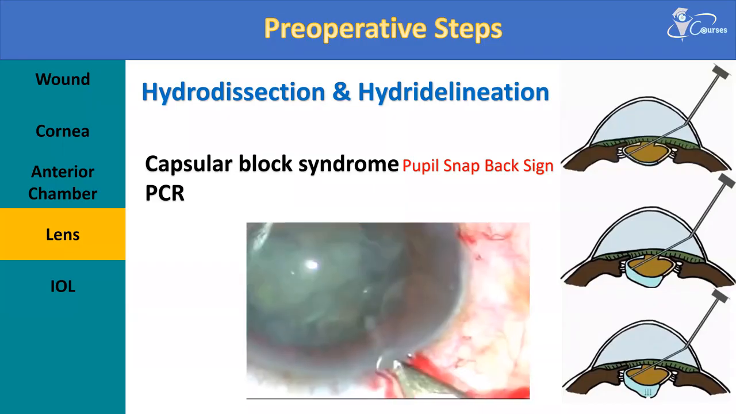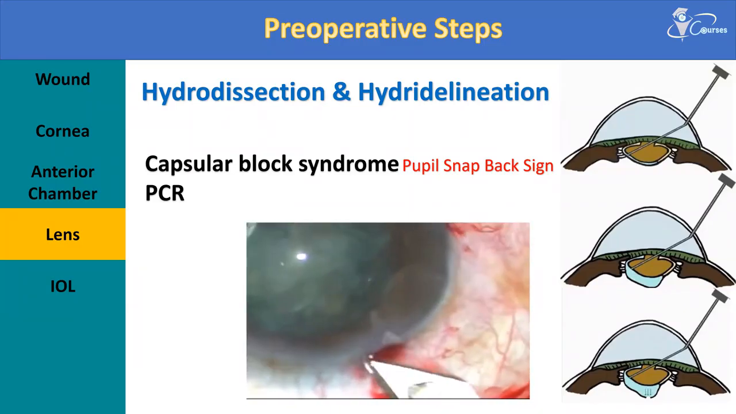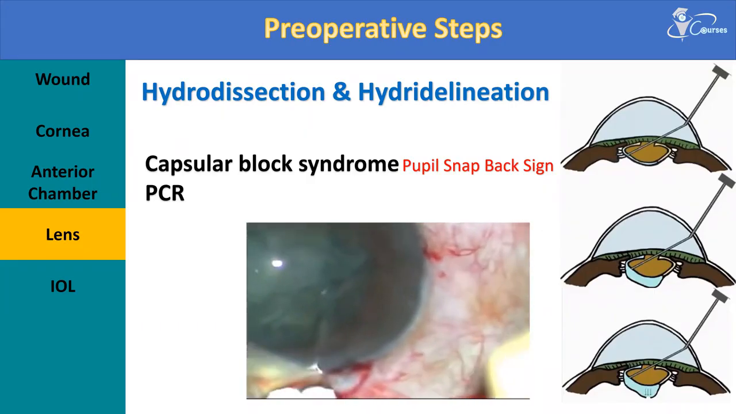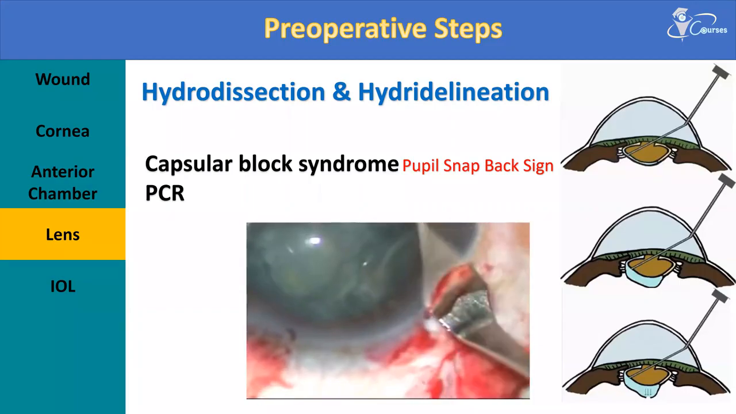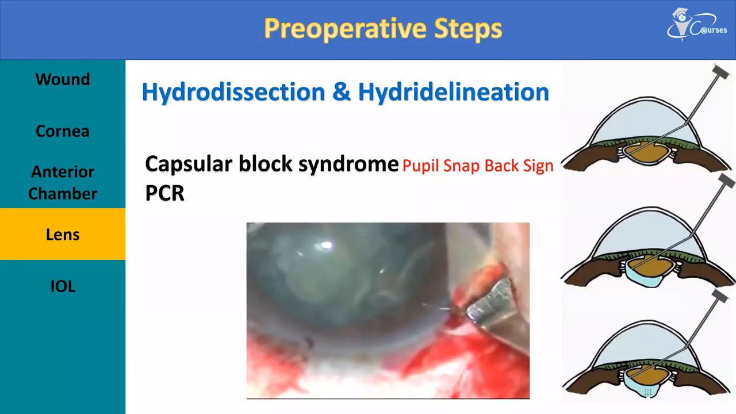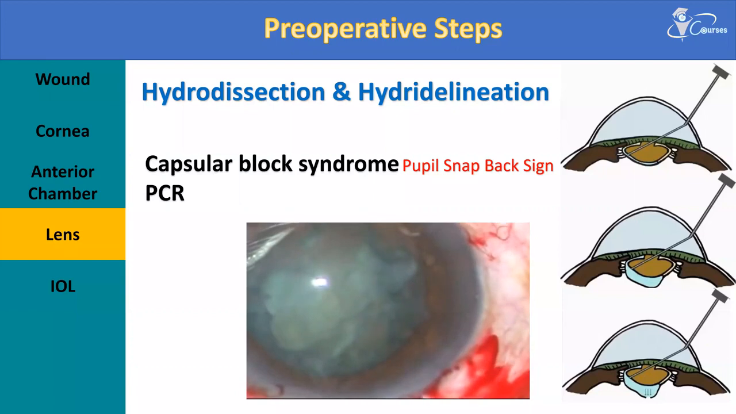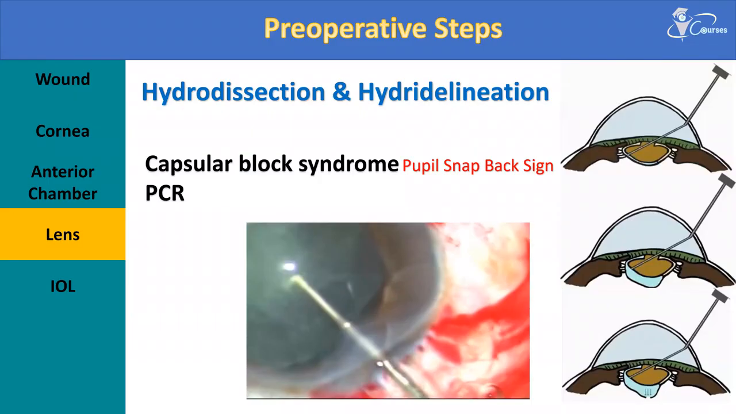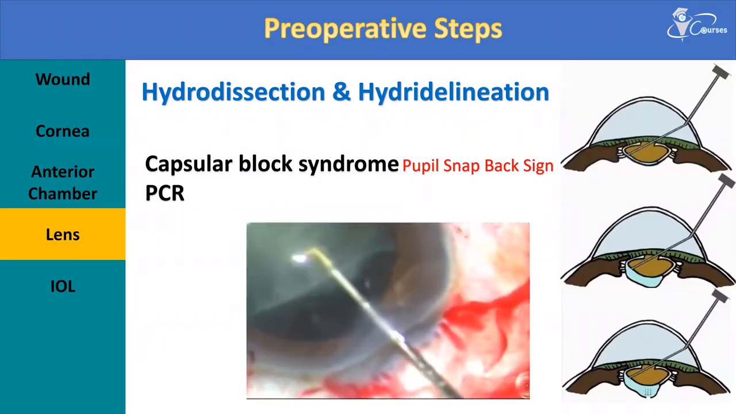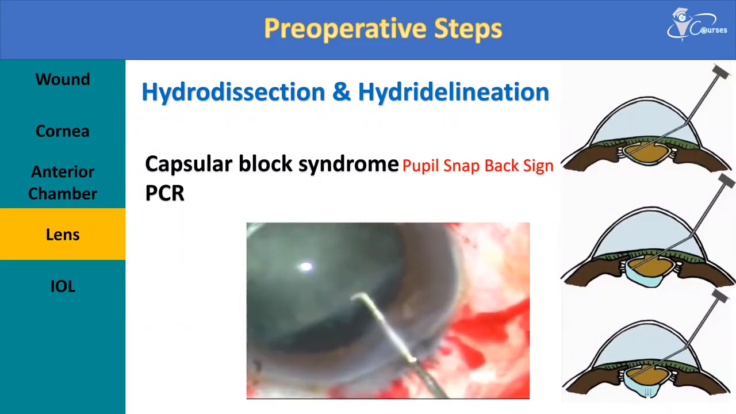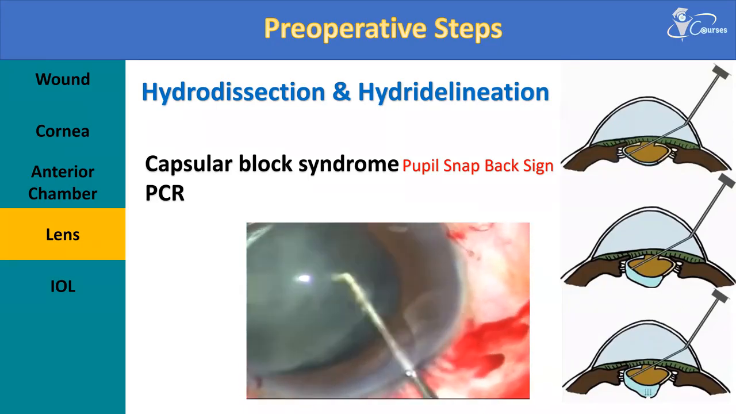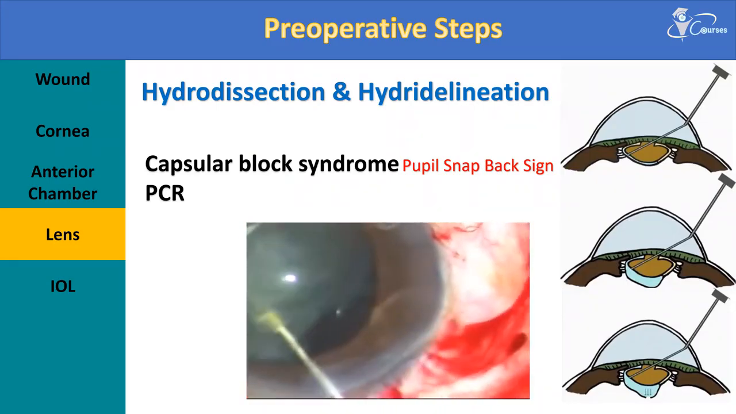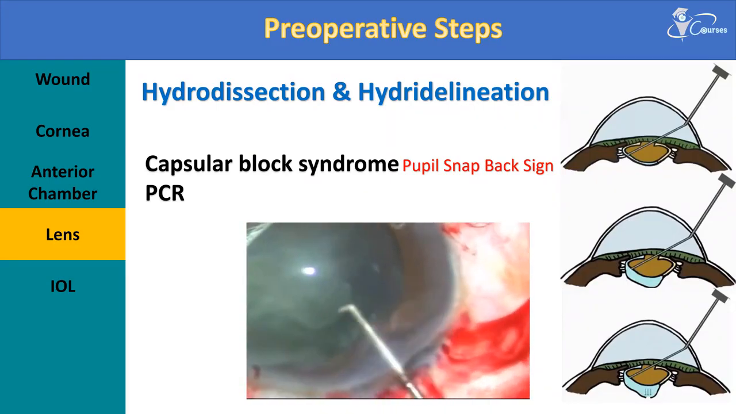If the surgeon continued the surgery at that level and didn't realize that, this will result in dropping of the nucleus. So you have to be very careful. Here the surgeon realized that the pupil showed a snapback sign, so he is continuing the surgery as an extracapsular surgery. So he is removing it safely into the anterior chamber.